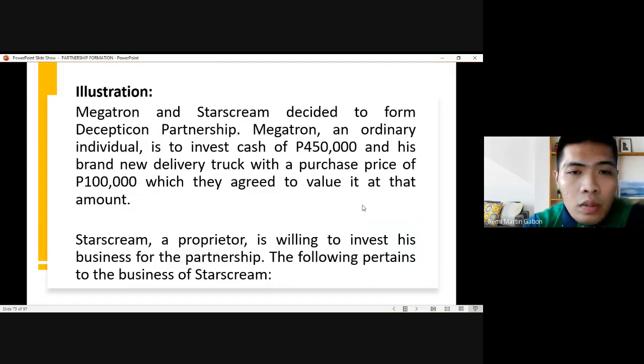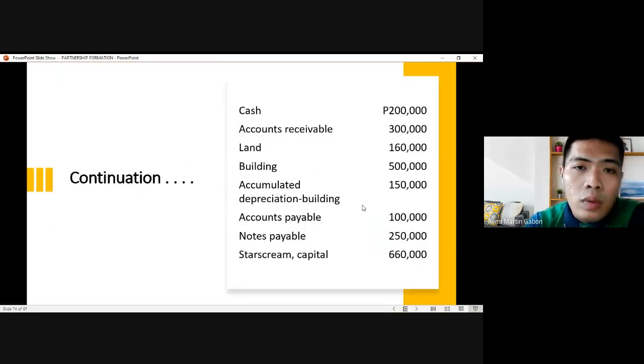Starscream, a proprietor, so a business owner, is willing to invest his business in the partnership. The following pertains to the business of Starscream. So we have information on the business of Starscream. We have a chart of accounts with corresponding amounts: 200,000 cash, 300,000 accounts receivable, 160,000 land, building 500,000, accumulated depreciation on building 150,000, accounts payable 100,000, note payable 250,000, and Starscream capital, net of everything, 660,000.